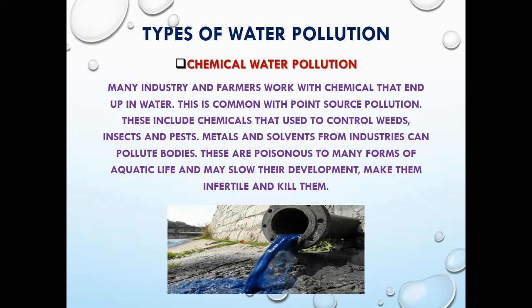Chemical water pollution. Many industries and farmers work with chemicals that end up in water. This is common with point source pollution. These include chemicals used to control weeds, insects and pests. Metals and solvents from industries can pollute water bodies. These are poisonous to many forms of aquatic life and may slow their development, make them infertile and kill them.